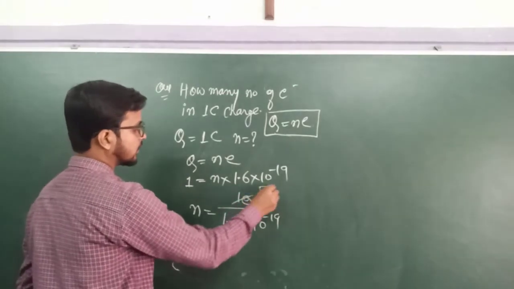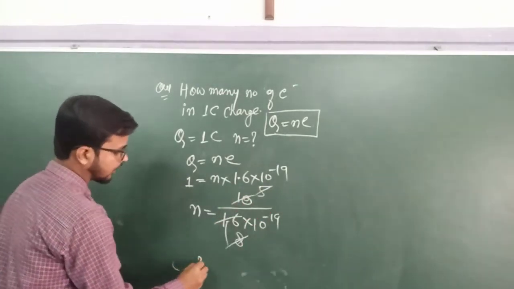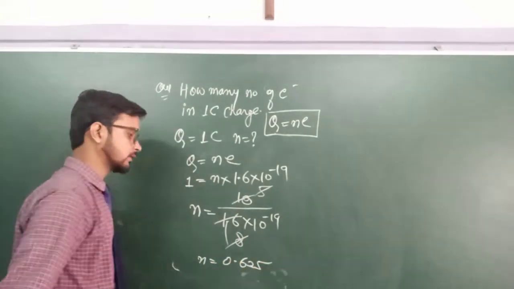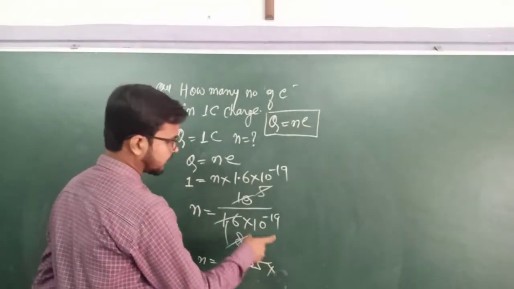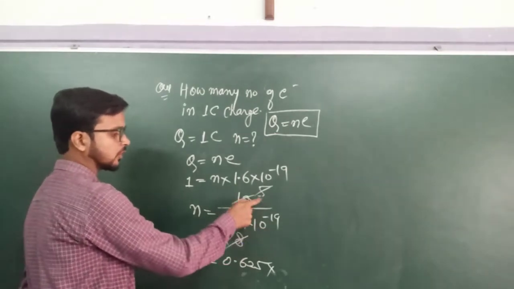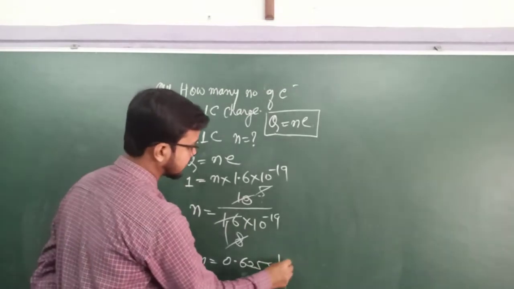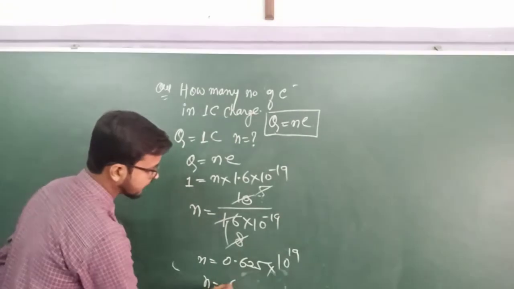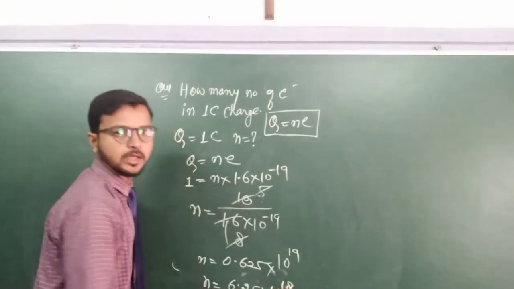Now 2 5s are 10 and 2 8s are 16, and after that the value is 0.625, 0.625, 10 to the power 19. Taking it from the denominator to the numerator, the negative sign converts into the positive sign. That means 10 to the power plus 19. Then we get the value 6.25 multiplied by 10 to the power 18.